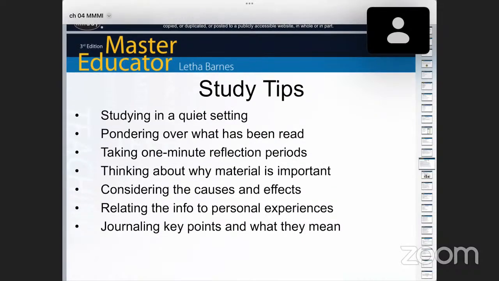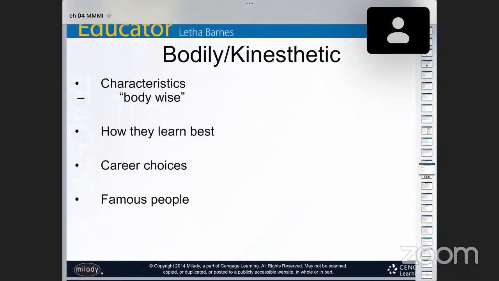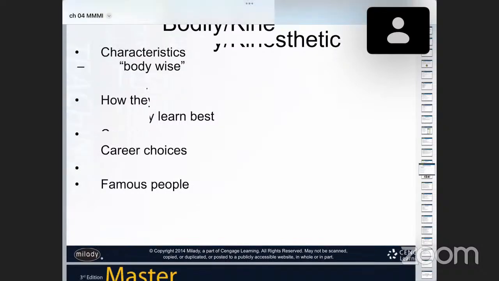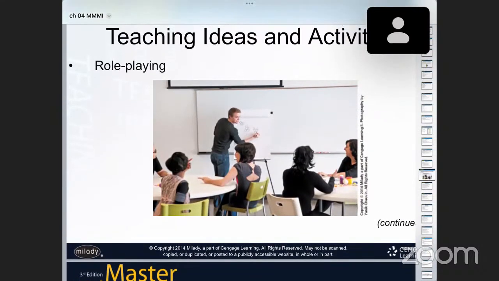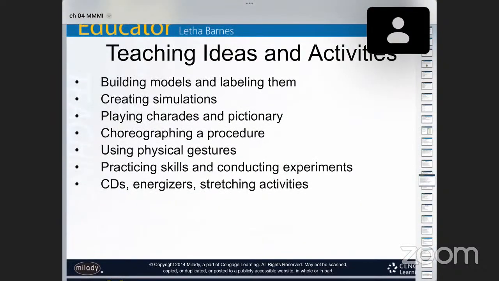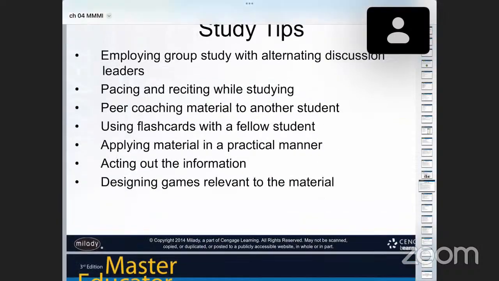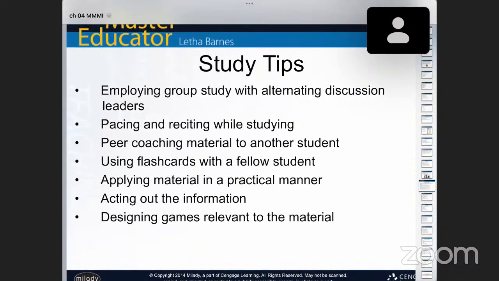Some of their study tips: studying in a quiet setting, or we just talked about that. Bodily kinesthetic, we said these are the ones that like touch. They can do role playing. Some of my ideas will be building models, choreographing a line dance, or practicing a cheer. You can tell these students to create activities to help break down things, and play charades and Pictionary. So by adding different activities, you are making sure that every student has some type of learning intelligence connected to the classroom. You've got to make it all make sense.